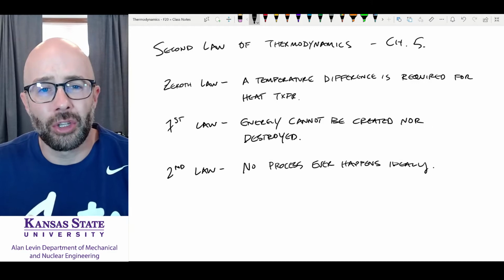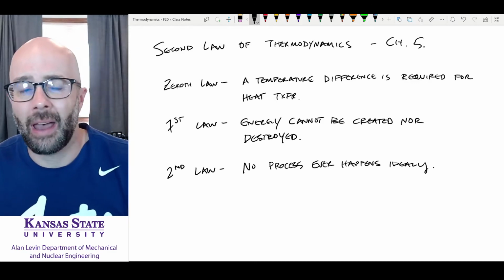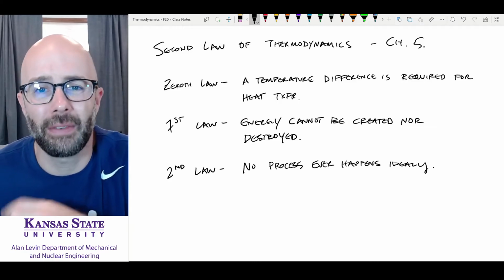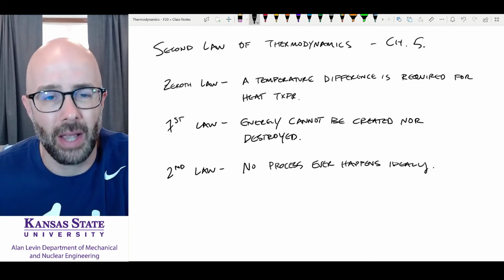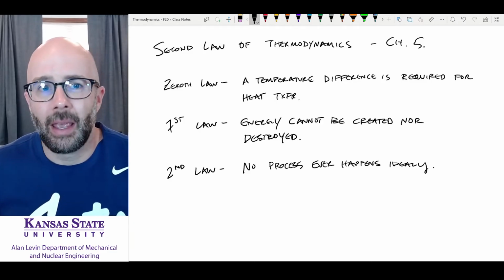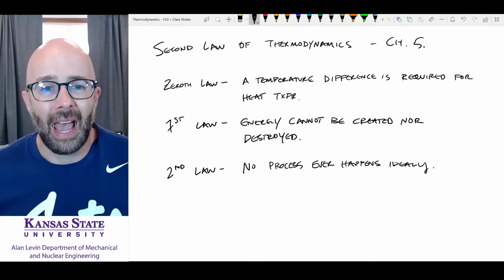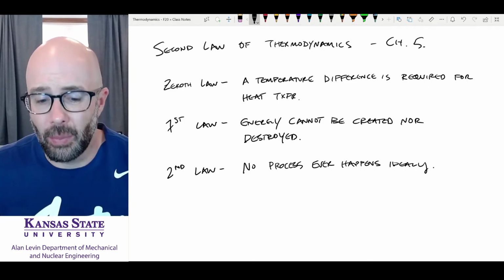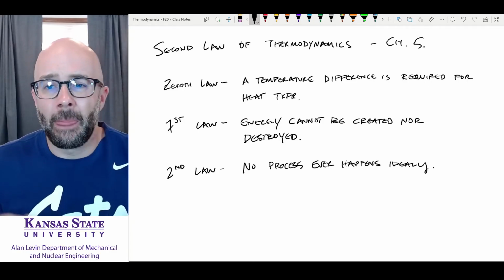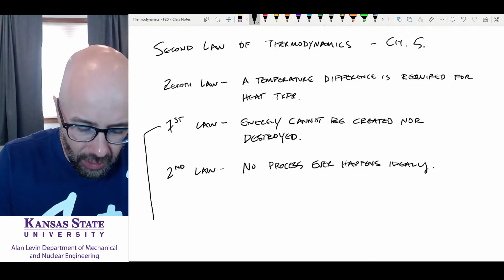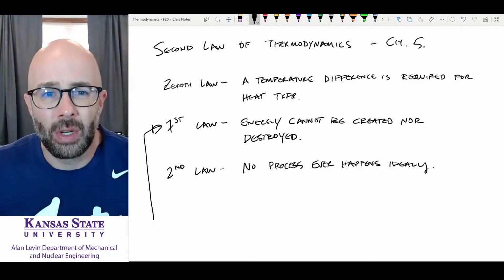Now, as engineers, our goal is to have processes happen as close to ideal as possible. We don't want to have a lot of inefficiencies in our processes, but we have to understand that perfection is not something that we can actually attain. It's a goal that we can reach for, but it's not something we can actually attain. Now, I want to talk just a little bit about this first law. Remember, the first law is saying energy cannot be created nor destroyed.